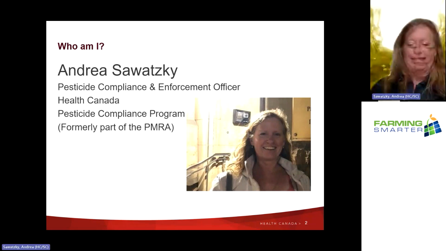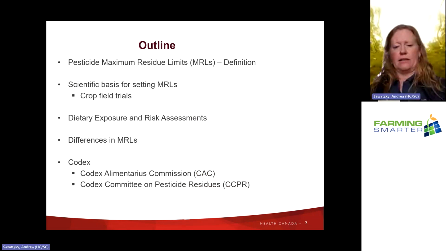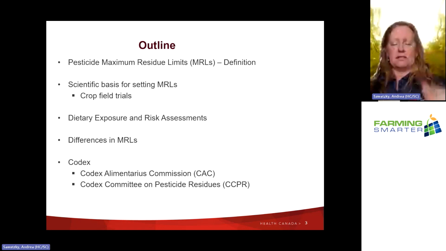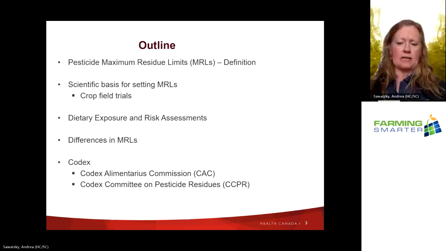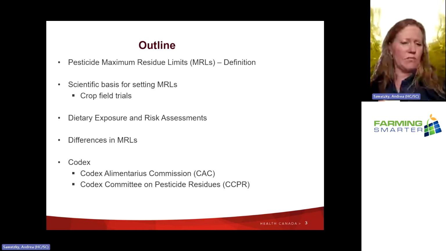So today I've got a fairly in-detail presentation. I'm going to talk about the definitions of the maximum residue limits. I'll talk about how they're set up and the crop trials, and give an example of some of those, how the MRLs will affect the dietary exposure risk assessments, how that's all done. And then there are differences in MRLs and why they exist.